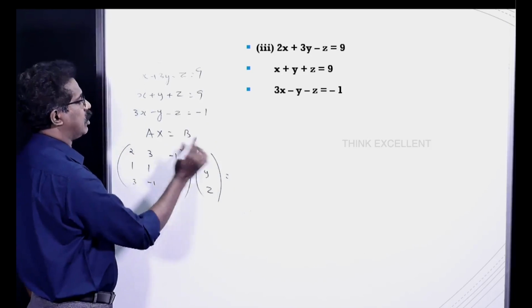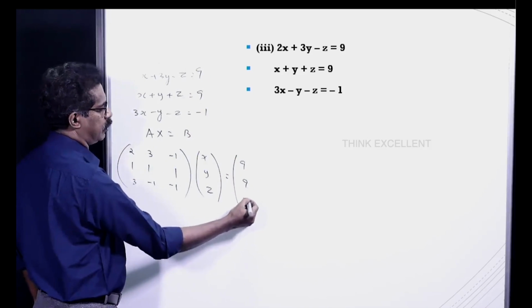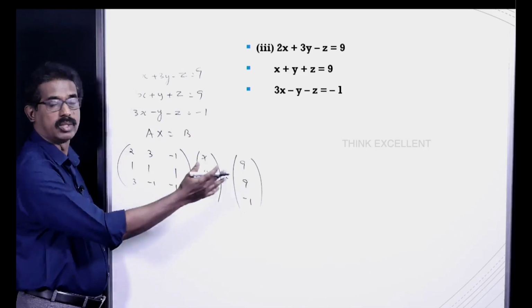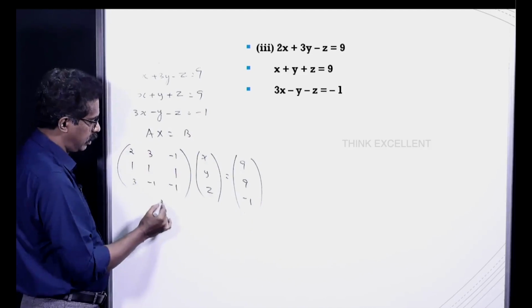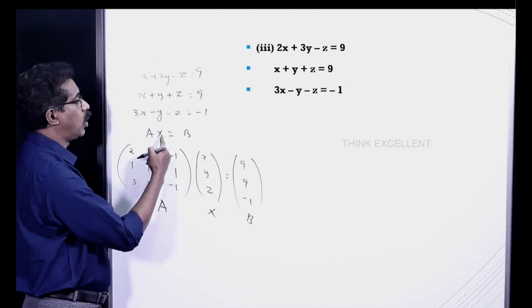Equal to the right side values. What are the right side values? 9, 9, minus 1. So this is AX equal to B. This is A, this is capital X, and this is capital B. You know the formula. We want to find X.